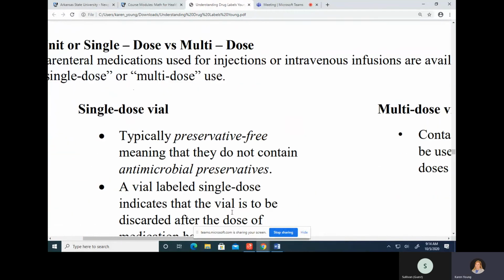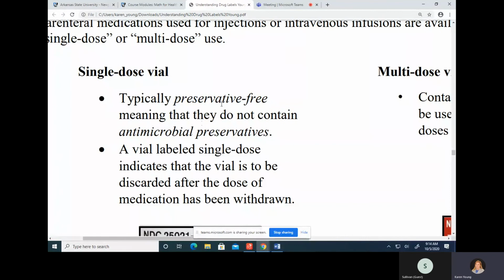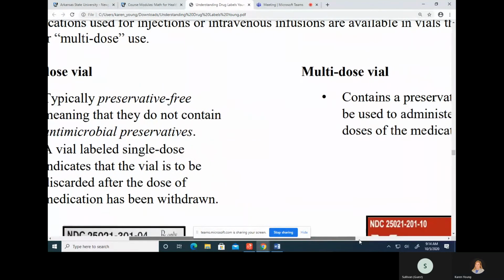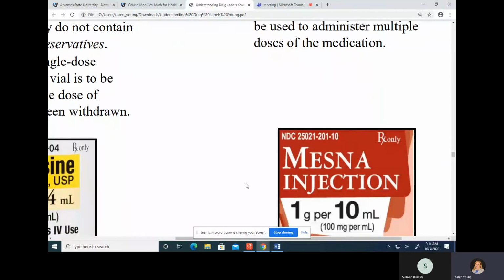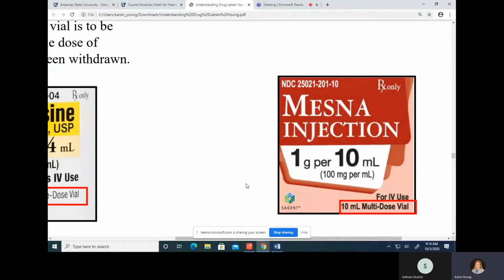Now the single dose versus multi-dose vials. The single dose is typically preservative-free, and they don't have the antimicrobial preservatives. That sounds better when it's said right. The multi-dose vial contains a preservative and may be used to administer multiple doses of the medication. It's only given to the same patient, though.